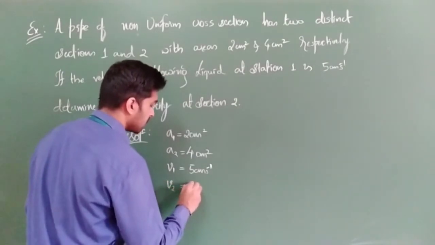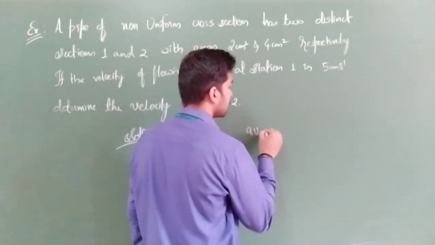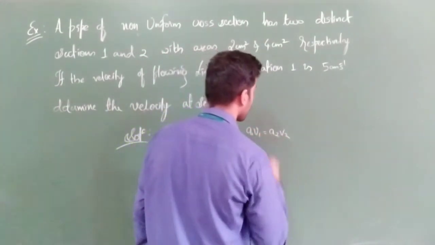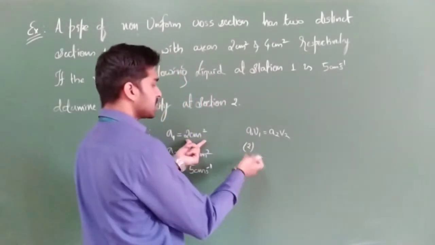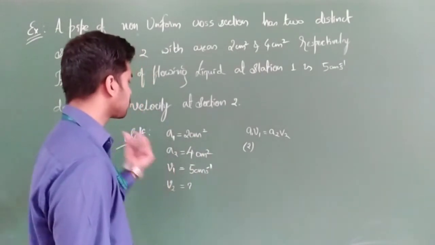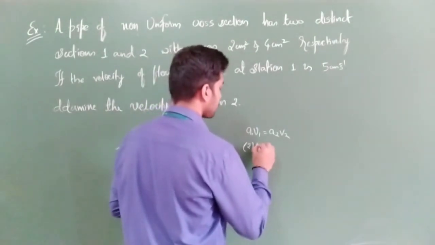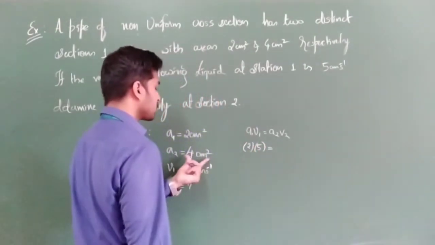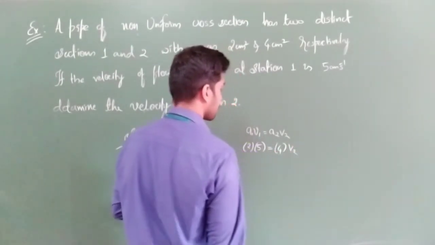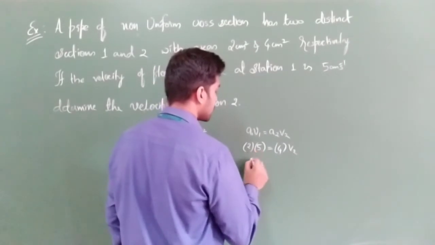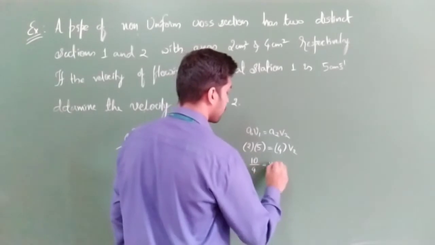Will you solve? A1 V1 is equal to A2 V2. Clear? So A1 is 2 centimeter square. Keep it in CGS units only. Next, V1 value is 5 centimeter per second. A2 value is 4 centimeter square. V2 value they are asking. So 2 5s are 10, divided by 4 is equal to V2.